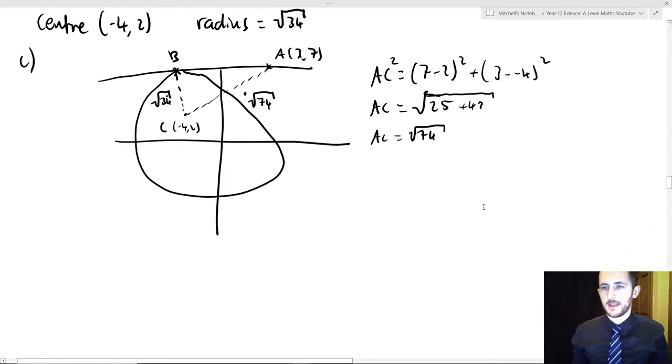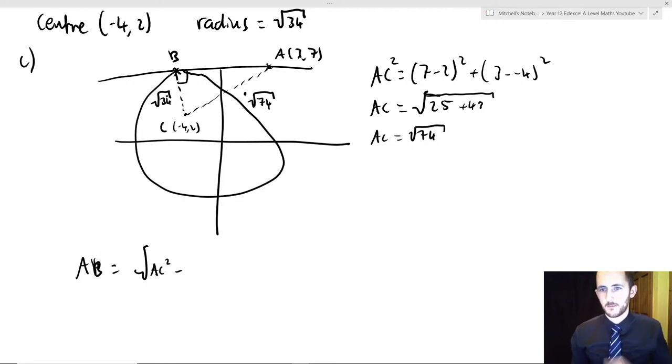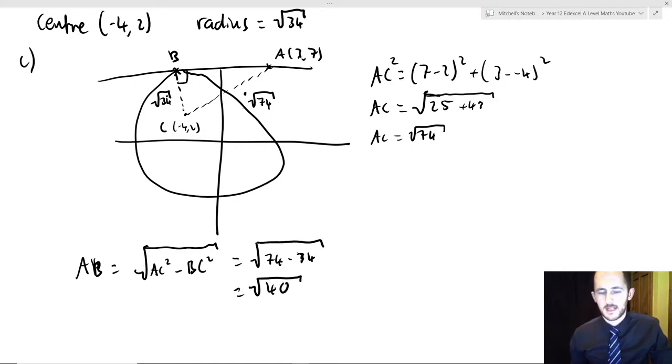So to work out the length AB, again, this is a big right angled triangle because remember the tangent and the radius always meet at right angles to each other. So the length AB is going to just be the square root of AC squared minus BC squared. So 74 minus 34. I don't know why I was trying to do that in my head when it's fairly obvious. If you square a surd, it just gets rid of the square root sign. So it's square root of 40. Technically, you need to write that in its simplest form.